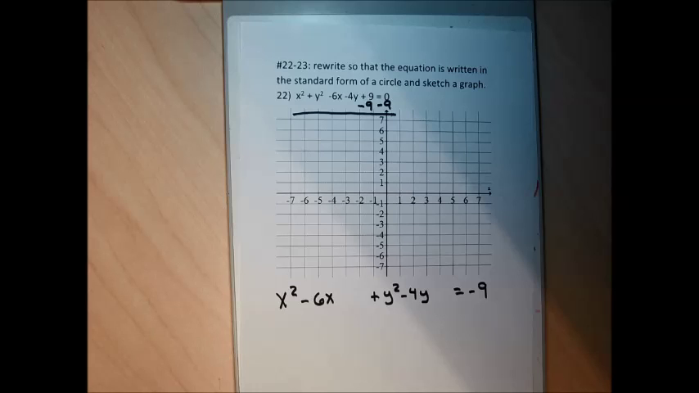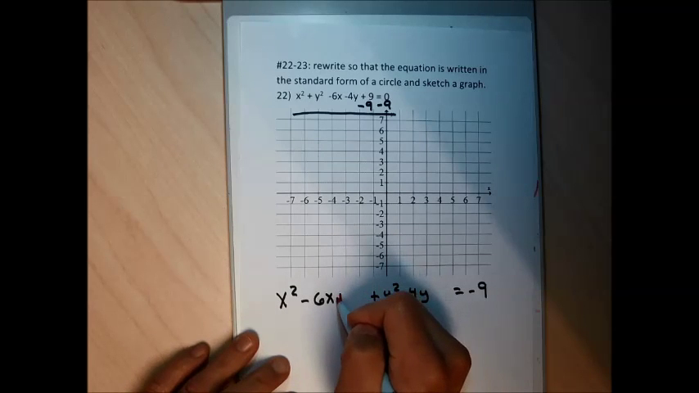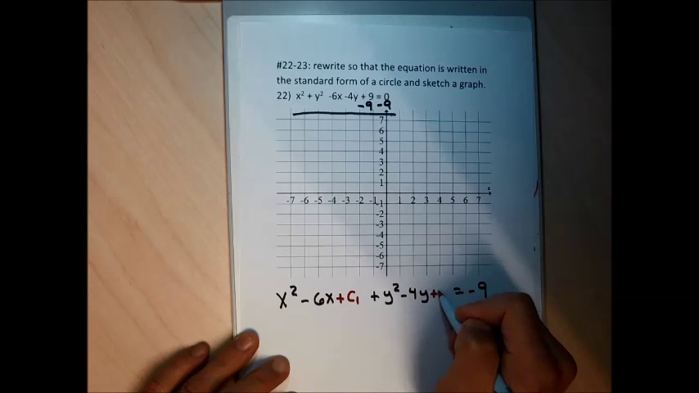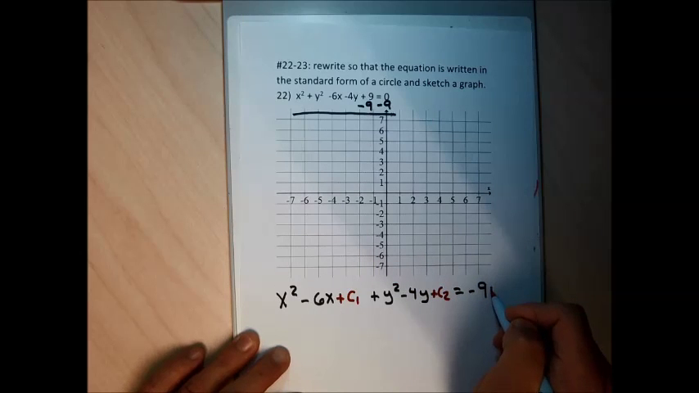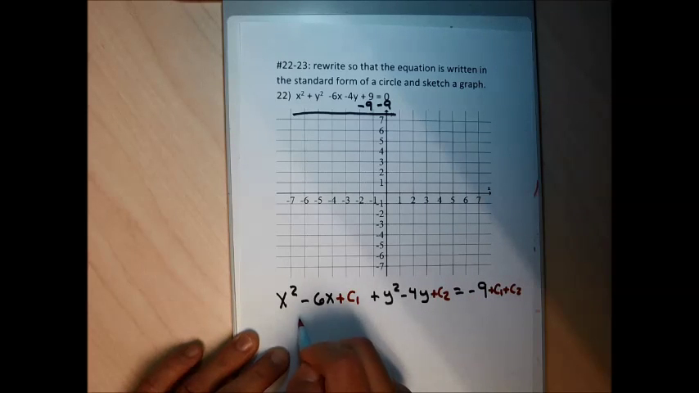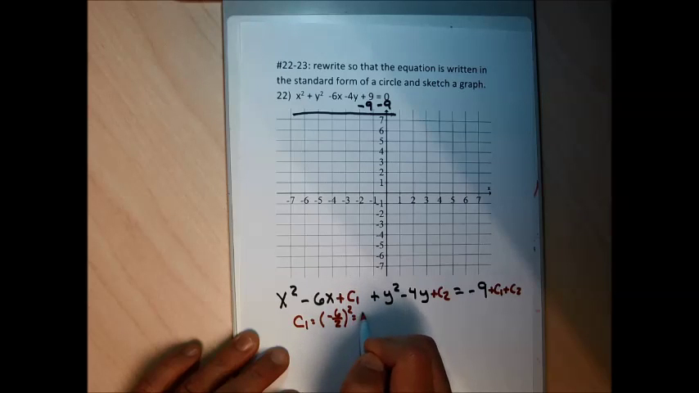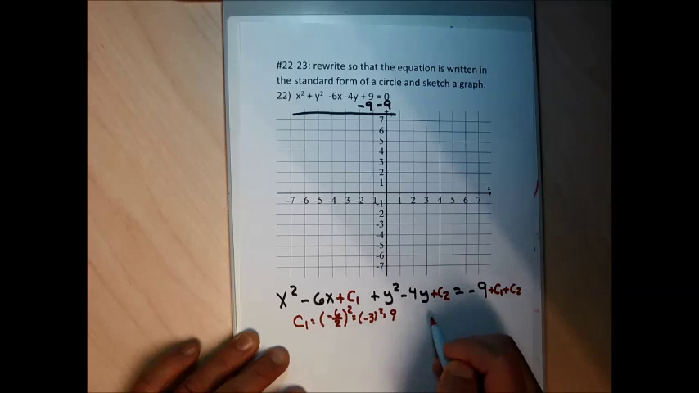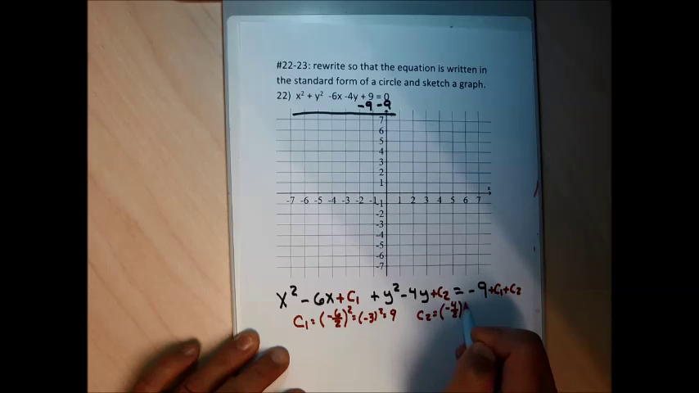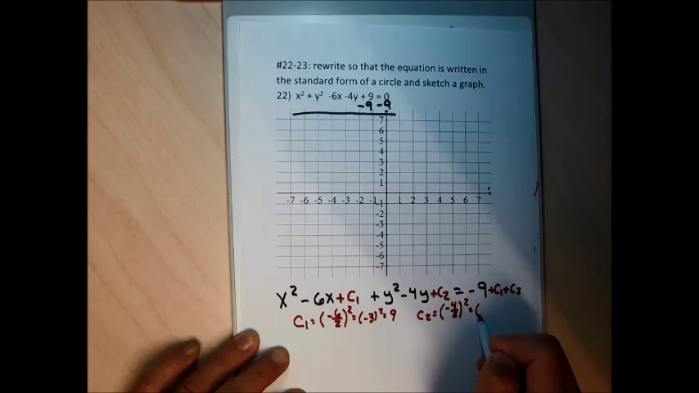And then, after the x terms, I'm going to add a number that we call C1. After the y terms, I'm going to add a number that I call C2. And I'm going to keep the equation balanced by adding that C1 and C2 to the right-hand side. The C1 is going to be the number in front of the x to the first power term divided by 2 and squared. So my C1 is going to be negative 3 squared, which is 9. And my C2 is going to be the number in front of the y to the first power term divided by 2 and then squared. That's going to be negative 2 squared, which is positive 4.